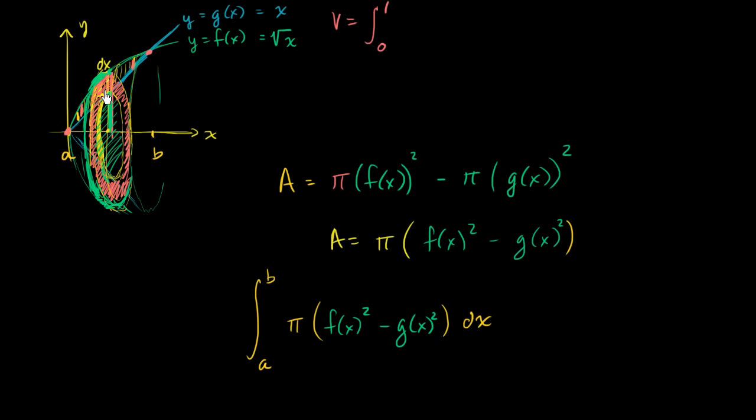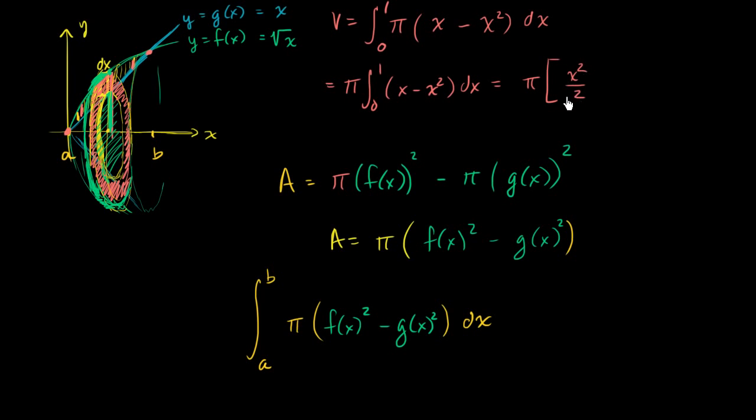Of pi times, what's f of x squared? The square root of x squared is just x, minus g of x squared. g of x is x, that squared is x squared, and then we multiply times dx. So this is going to be equal to, we can factor out the pi, the integral from 0 to 1 of x minus x squared dx, which is equal to pi times, the antiderivative of x is x squared over 2. The antiderivative of x squared is x to the third over 3. And we're going to evaluate this from 0 to 1.